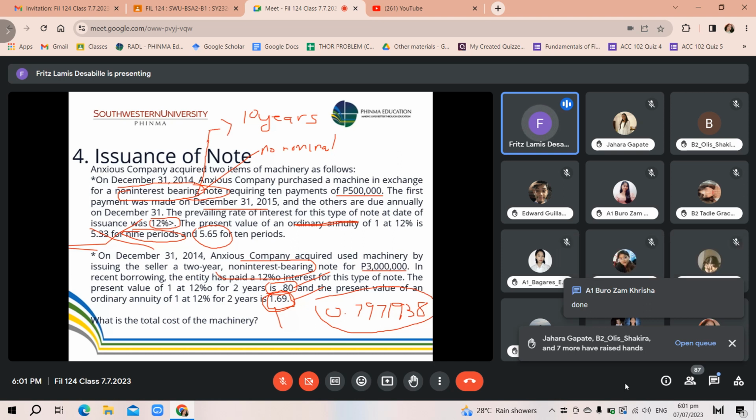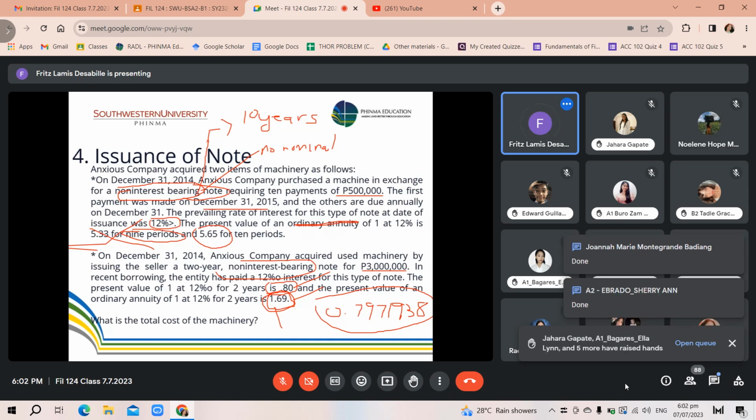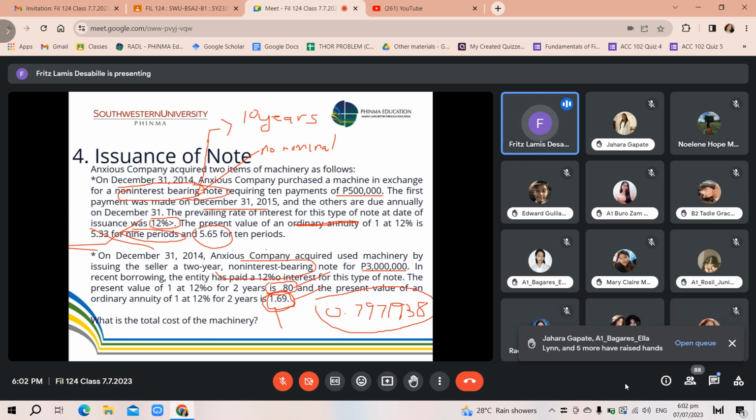Because the present value of 1 is easy to compute. The formula is simple, right? It's (1 plus r) raised to negative n. So r is 12% and n is 2. Okay. Since we're good with computing present value, nice guys. Now let us get the total cost of the machinery.